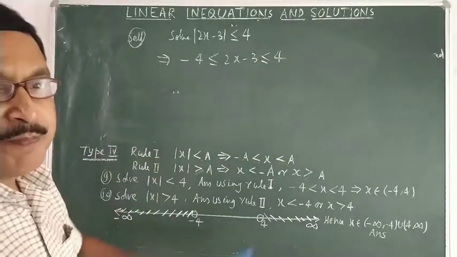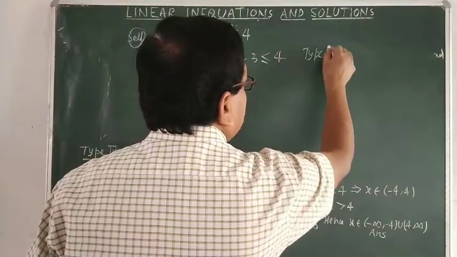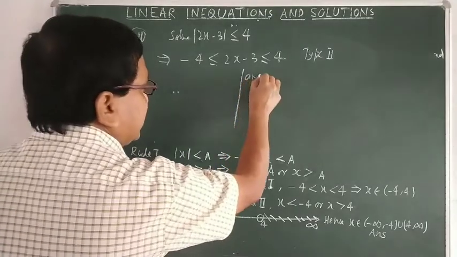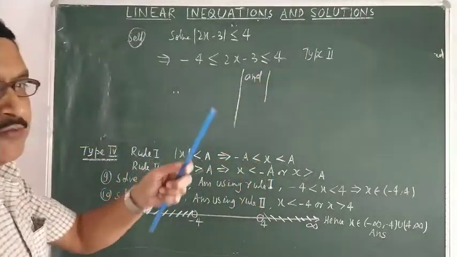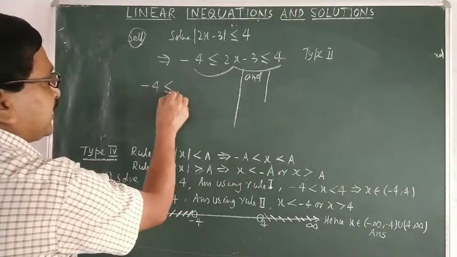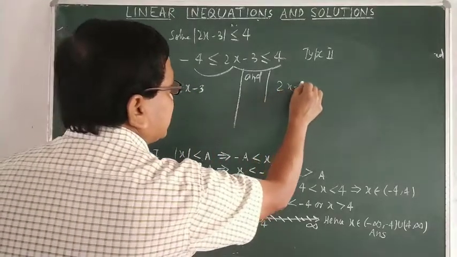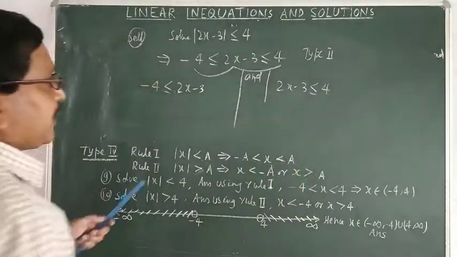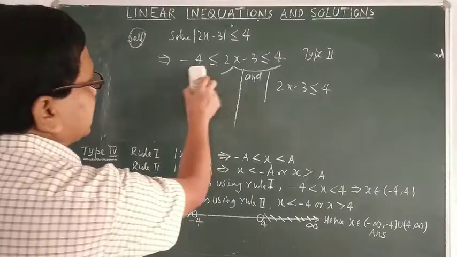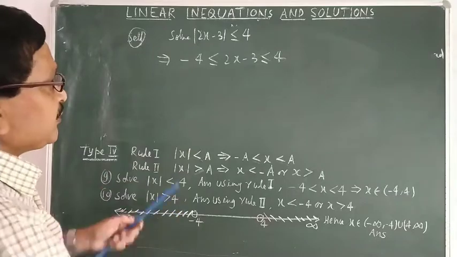Now how is this solved fast? This is type 2. In type 2 you can distribute it into two parts. In between there is "and", meaning the common part will be the answer. The first part is this, the second part is this. So −4 < 2x − 3 and 2x − 3 < 4. According to type 2 you can do this, but I am going to discuss the fastest rule. Just learn the fastest rule without type 2. So with the fastest rule, you have to find x.